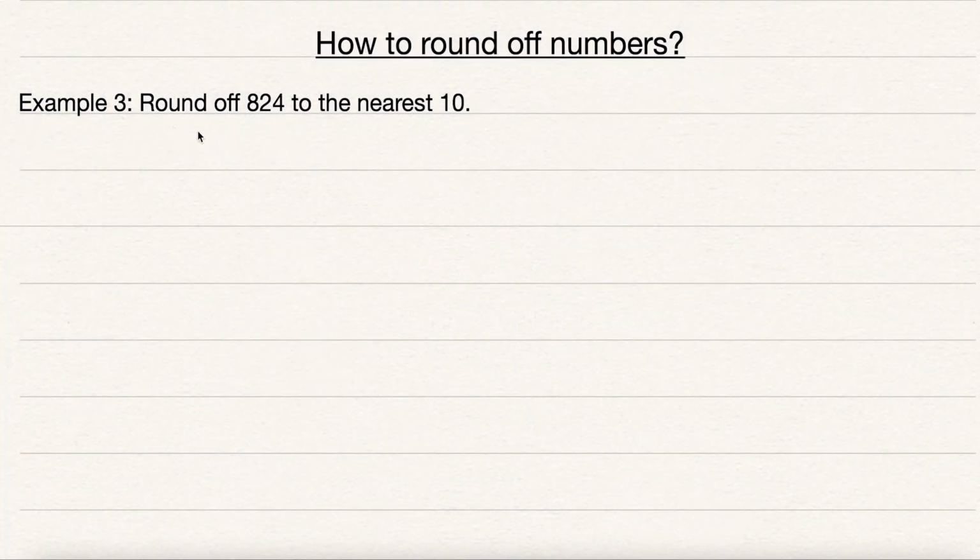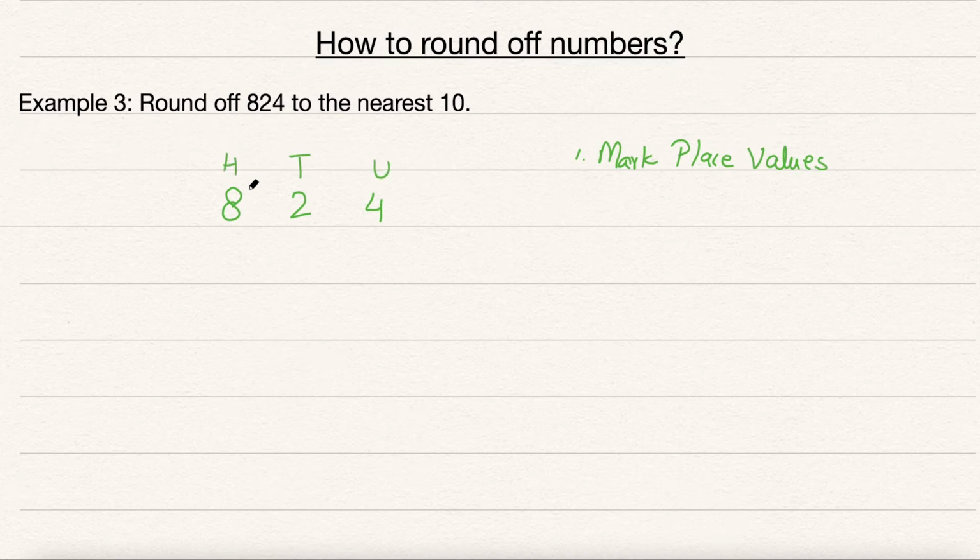In this example, you need to round off 824 to the nearest 10. What does this mean? We need to round off 824. We will write here 824 to the nearest 10. We need to first mark place values. This is unit, this is tens, and this is 100.